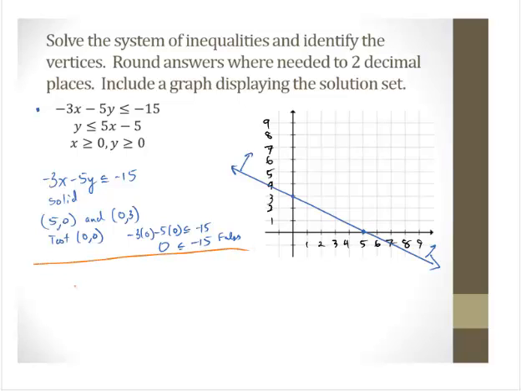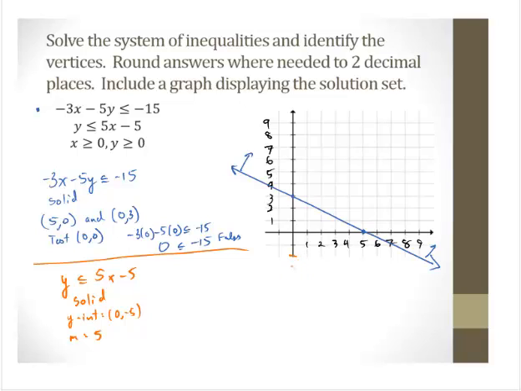All right, in orange, y is less than or equal to 5x minus 5. Hey, that's in slope-intercept form. Again, I'll use a solid line because of the or equal to. So the y-intercept is negative 5 and the slope is 5. All right, well, so let's see, I'd have a y-intercept of negative 5. That's down here somewhere.